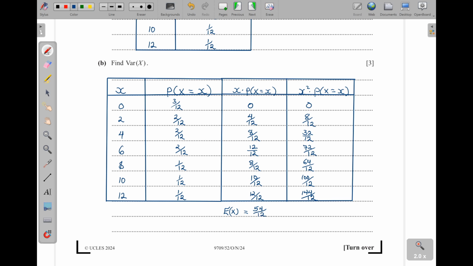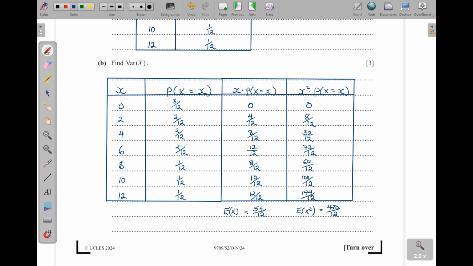How about here? 8 plus 32, that is 40. Okay, 40 plus 100, that is 140. Then plus 144, that is 284. Okay, then plus the 64 and 72. So altogether, this one will give me 420. So this is E of X squared, which is 420 divided by 12.